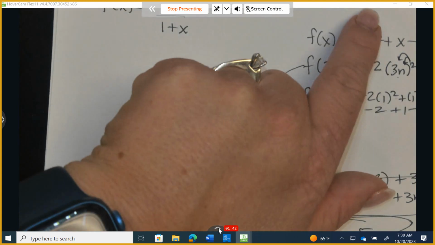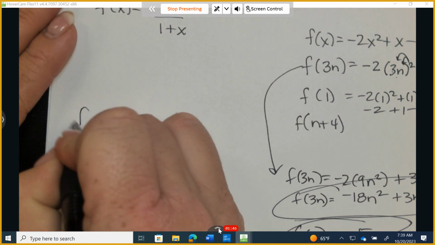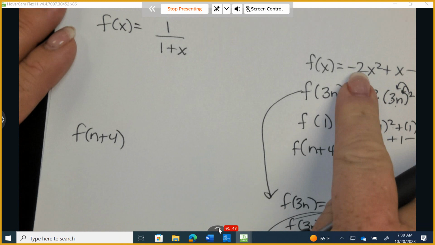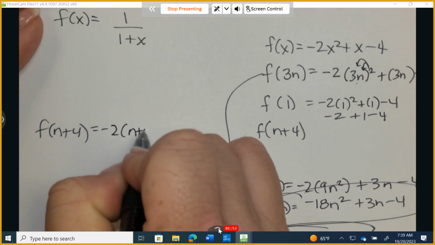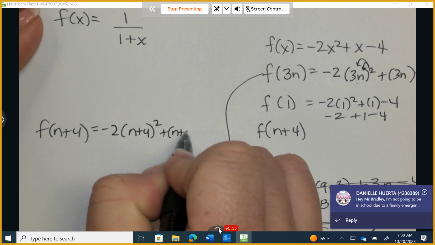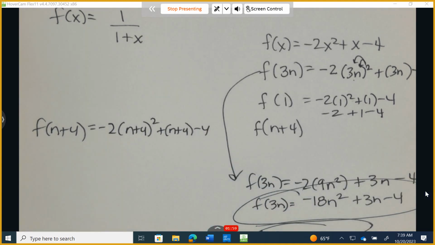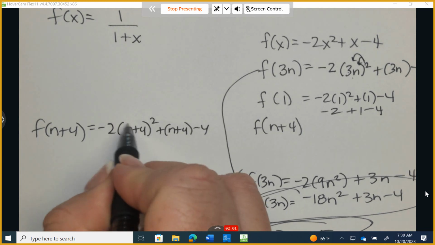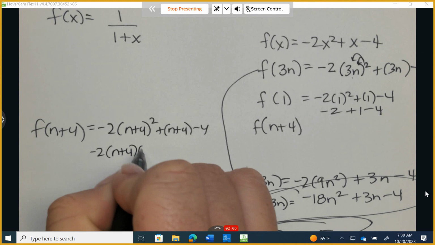I'm going to replace the x with n plus 4. So n plus 4, I'm going back up to this original function. Remember, the negative 2 is outside, and I have n plus 4 squared plus n plus 4 minus 4. Do not distribute the negative 2. First, I'm going to start by writing n plus 4 twice.